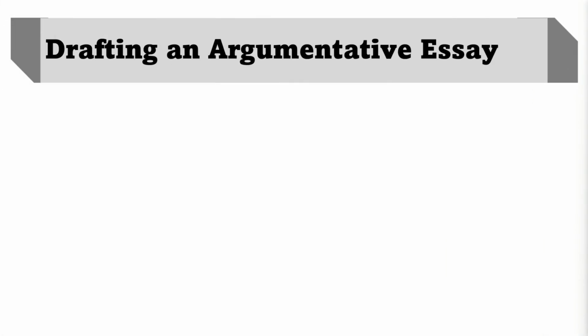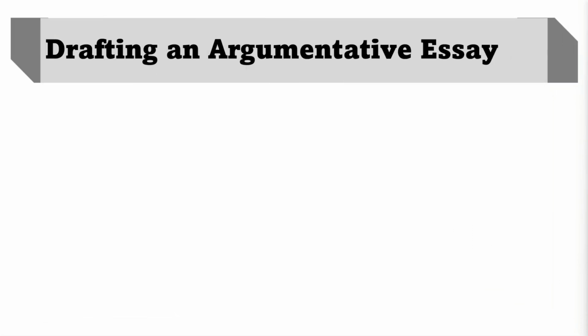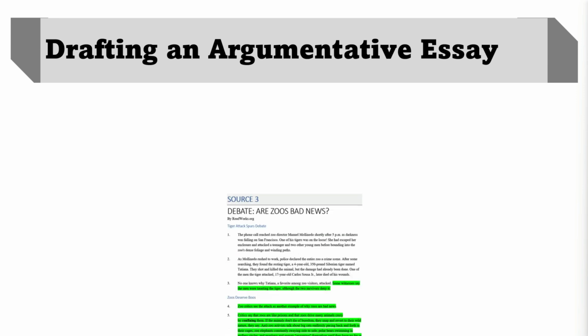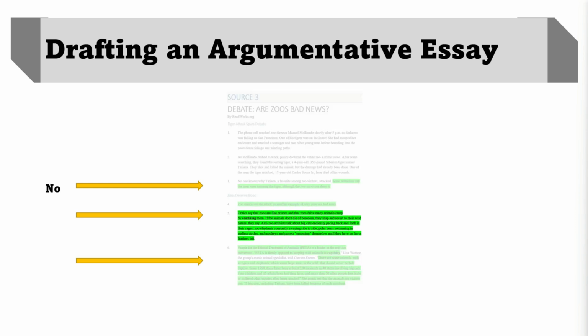After the introduction, the counter-argument or counterclaim section is perhaps the second most difficult section to write. But here's how you can do it quite easily. Since I already know that my claim says, yes, animals should be kept in zoos, I will now find the evidence pointing to no, animals should not be kept in zoos, which in this case is highlighted in green. Now I will select a counter-argument or counterclaim that I will be able to debunk successfully.